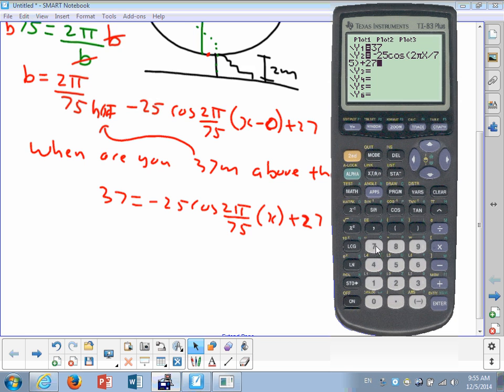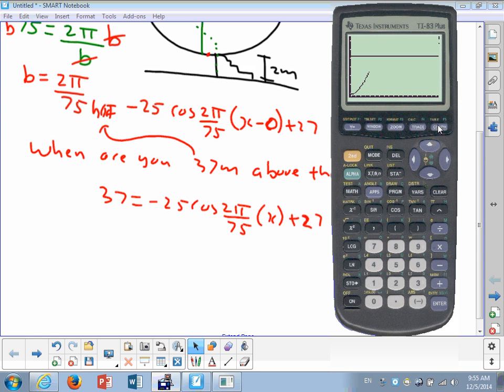plus 27. Now, in order to see this on my graph, I'm going to have to make sure my window fits. X is my time, so I'll make my time go from 0 and then all the way around would be 75 seconds. Does this thing dig into the ground? Probably not, so I'm going to make its lowest point 0. Highest point, it's 2 meters plus 25 is 52. I'll make it 55 so I can see my graph. Let's see what we get.